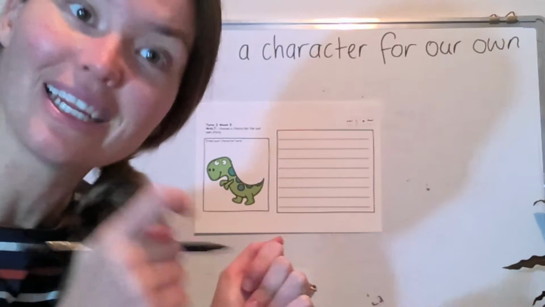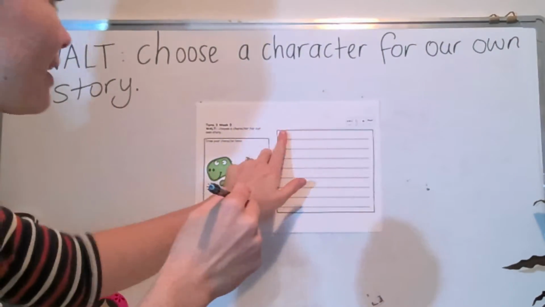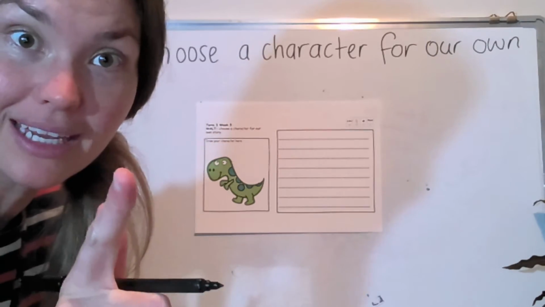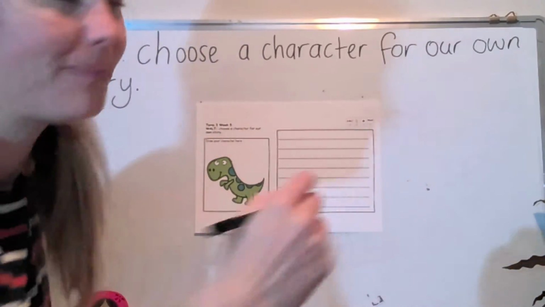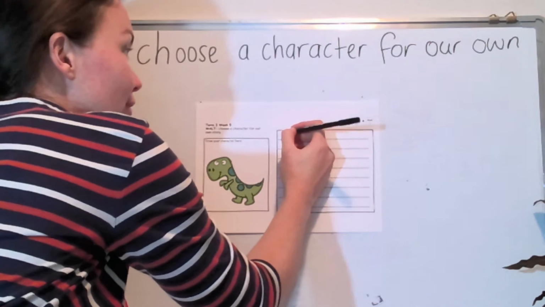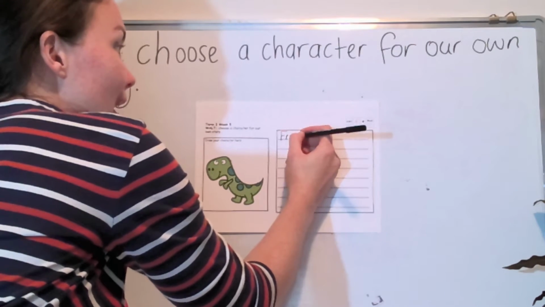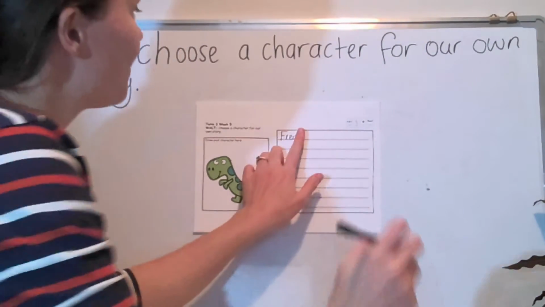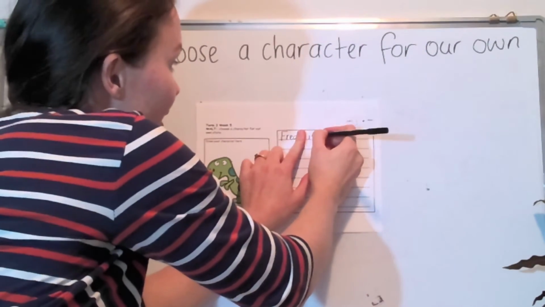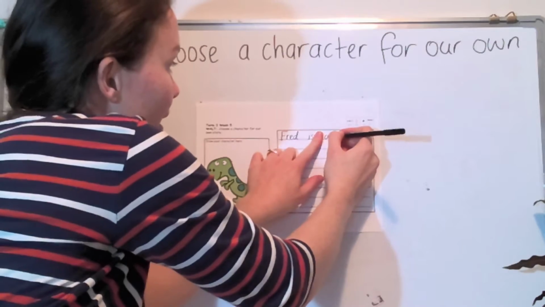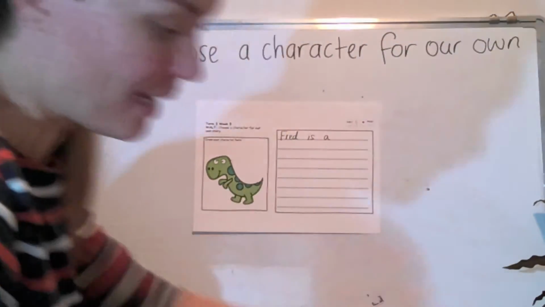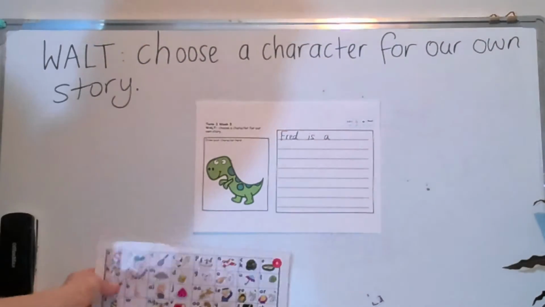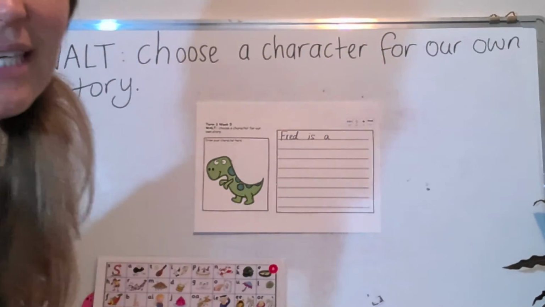That's 7 words. Let's write that down. Let's start with a capital letter. Now it's got to be capital because 1, his name is Fred, and 2, it's the beginning of a sentence. Fred. I'm going to use a finger space. Fred is, and I can use my sound mat to help me. My sound mat's down here to write my sentences.